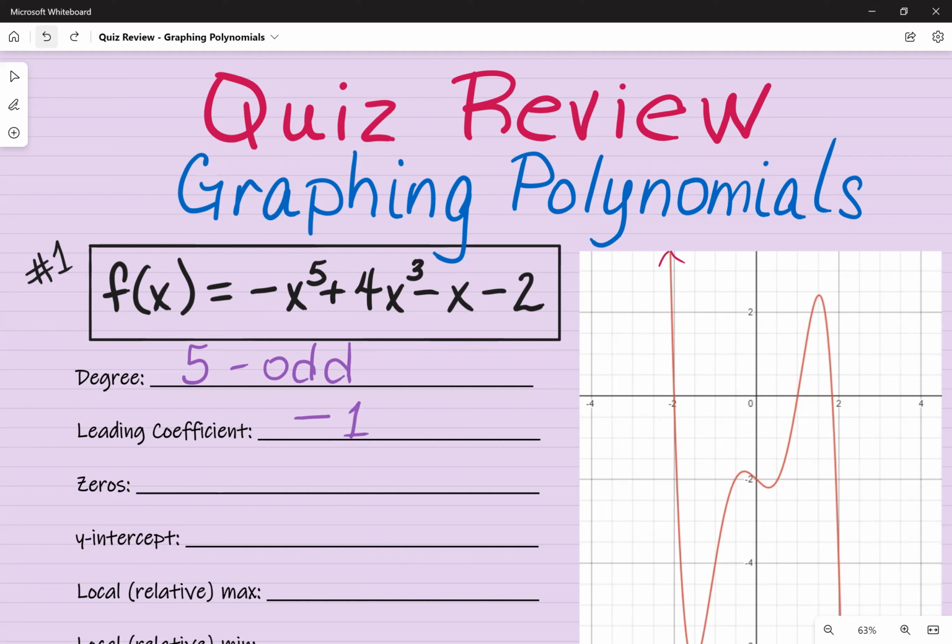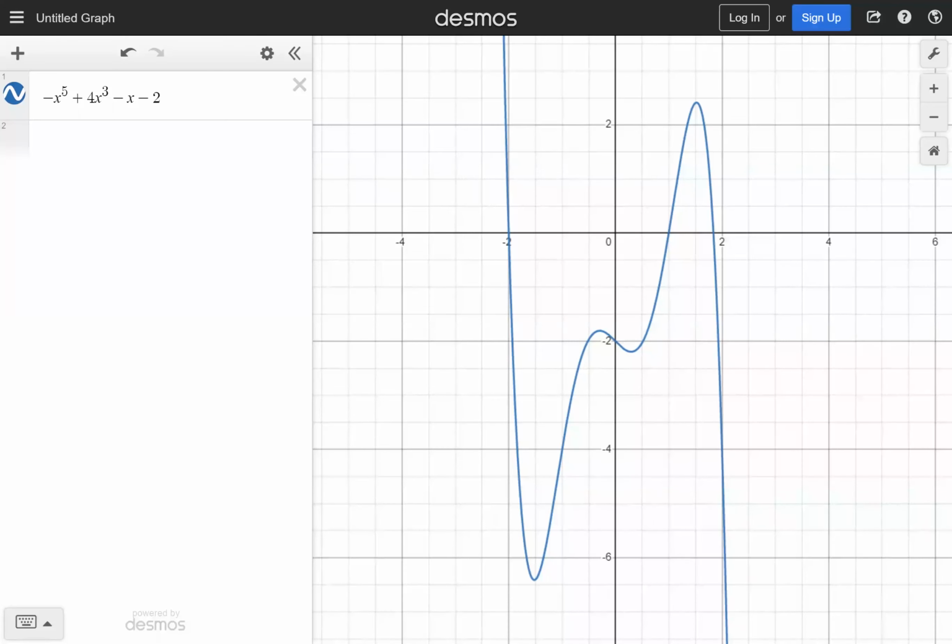My zeros can be identified by looking at my x-axis. Where does the graph actually touch my x-axis? So I see 3 points, but I said my degree was 5, and we've learned in class that whatever your highest degree is, that's how many zeros that you will have. Some will be real and some will be imaginary. So in this case, we have 3 real because they appear on your x-axis, and the other 2 will be imaginary.